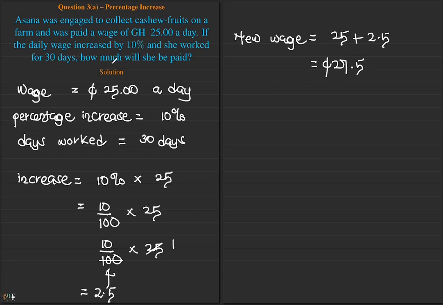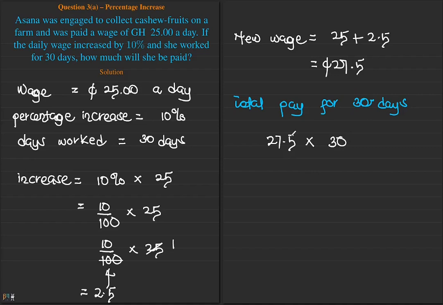In addition to that, she's working for 30 good days. You see, 30 days. So we need to calculate the total pay for the 30-day period. So let's go. For the total pay for the 30-day period, it is going to be the pay for each day, which is 27.5, times the 30.